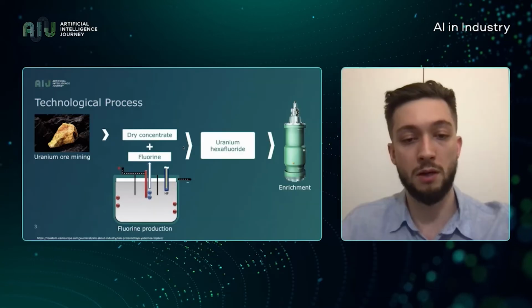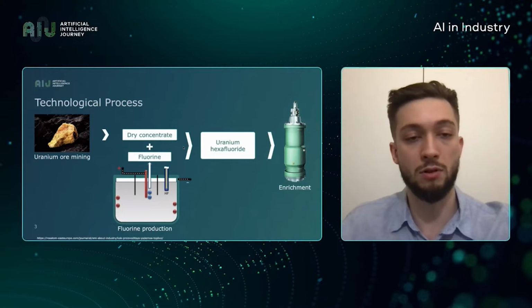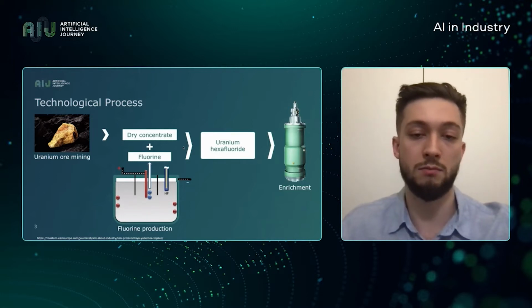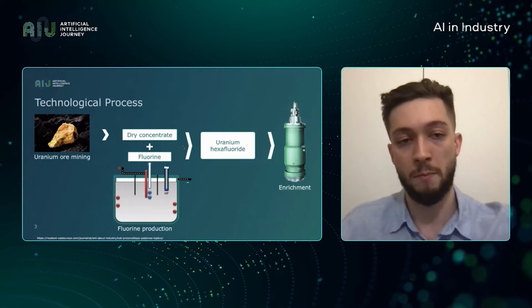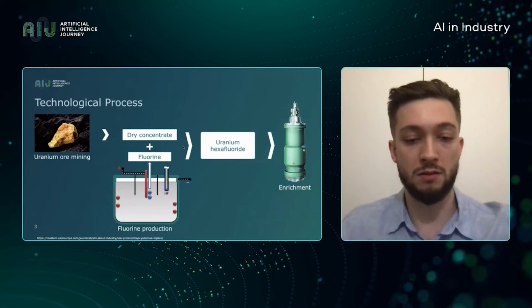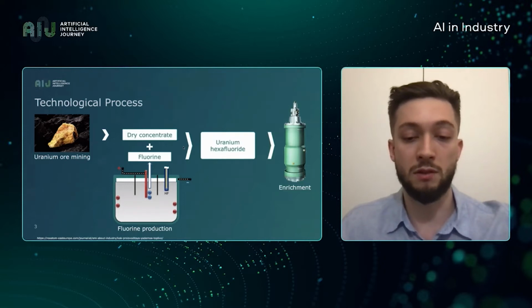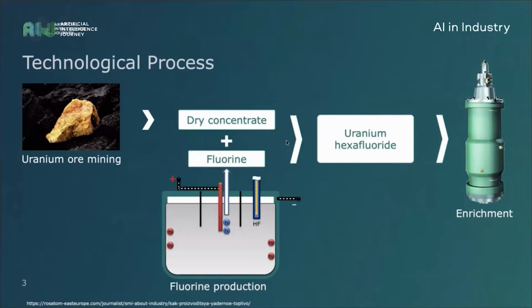As I said, I should begin with the technological process to realize what electrolyzer we are talking about, and why we tried to improve something. The technological process is uranium nuclear fuel production, and the chain is very long.